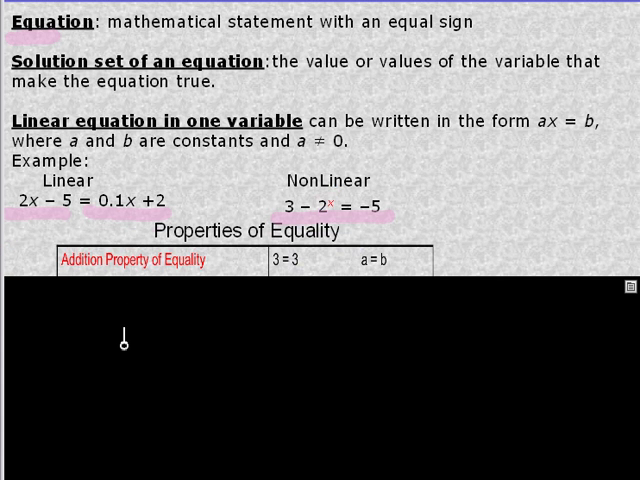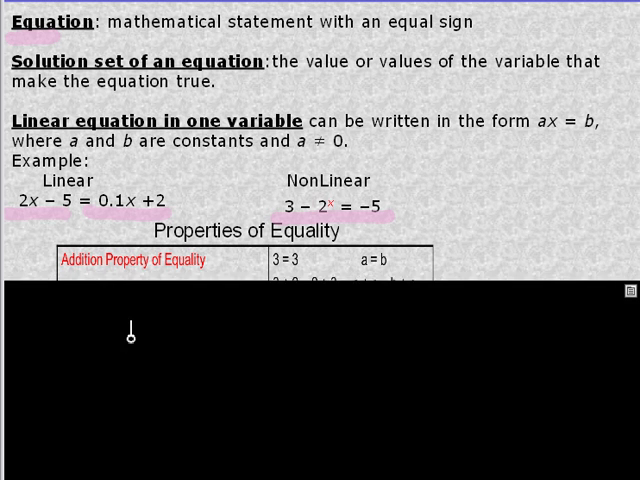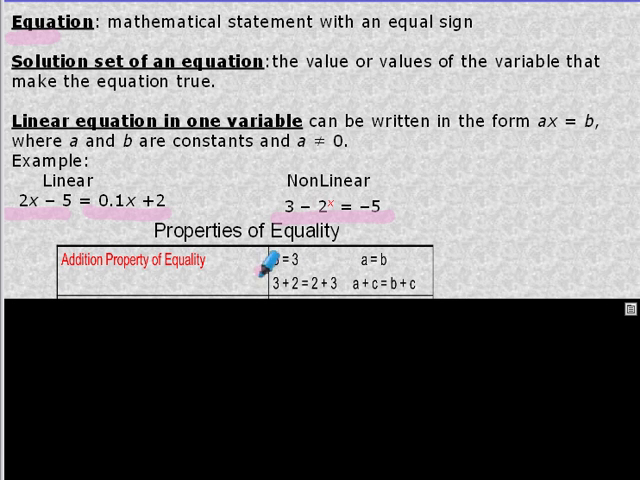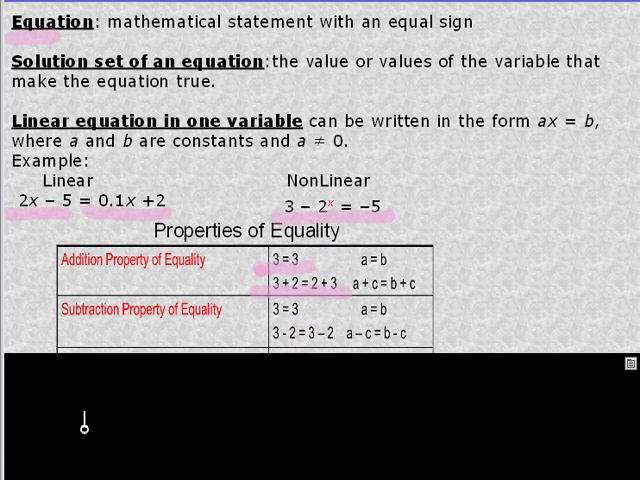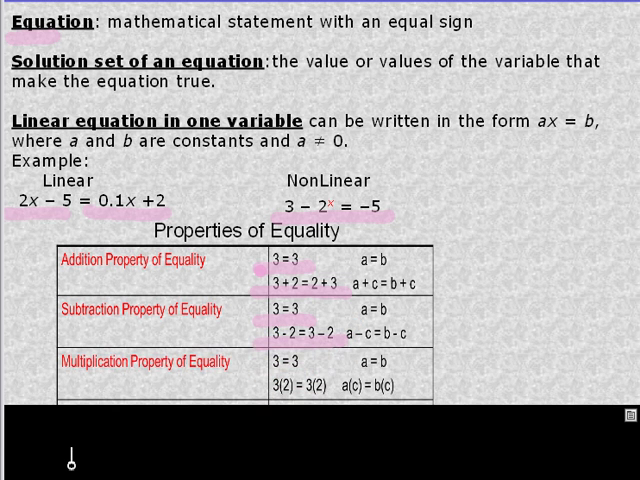Properties of equality, we had these last year. I'm not going to really ask you specifically about these properties, you just need to know them to use them to solve equations. So the addition property says if you have an equation that's true and you add the same number to both sides of the equation, then you haven't changed the fact that it's true. The equation will still be true. Subtraction is similar. We have an equation that's true, we subtract the same number from both sides, and we get an equation that is still true.